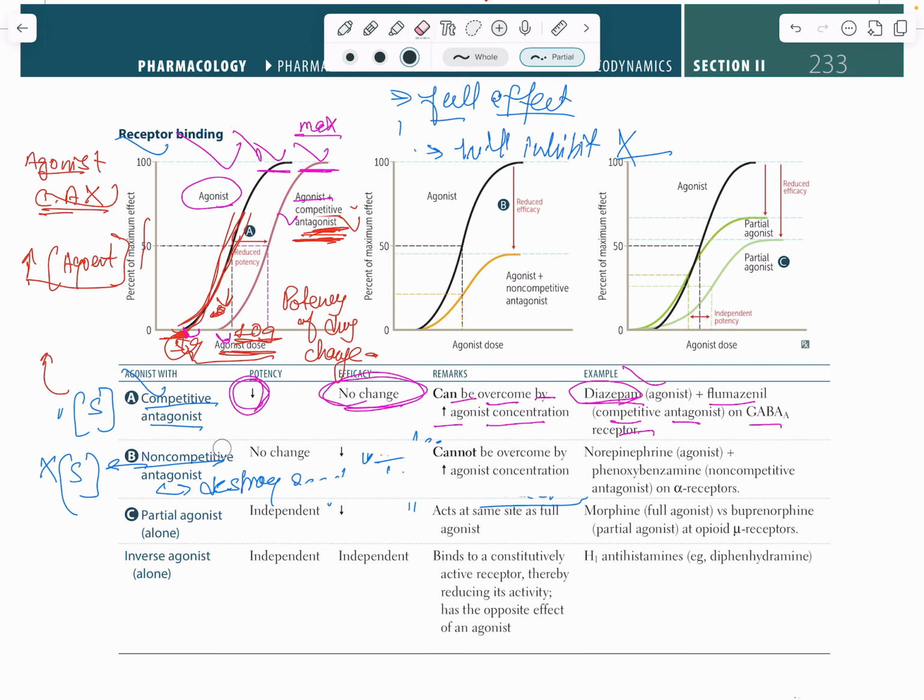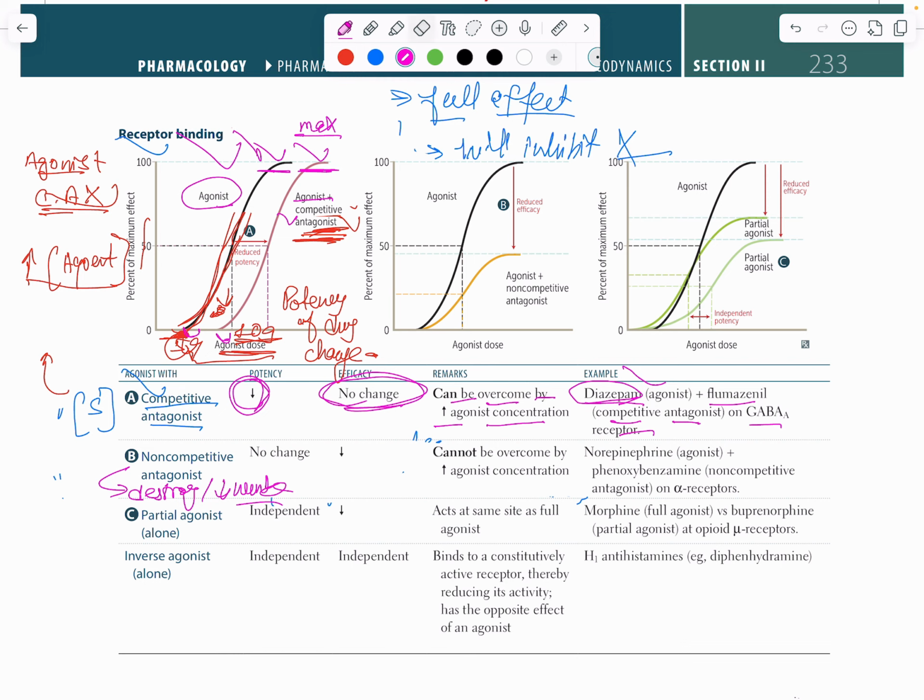Now we are moving to the next topic, the non-competitive antagonist. Non-competitive antagonist, as I already told you, in simple words means we are destroying the receptors, decreasing the number of receptors. Non-competitive antagonists block the receptor permanently, meaning they destroy the receptor, decreasing the number of receptors in the body.